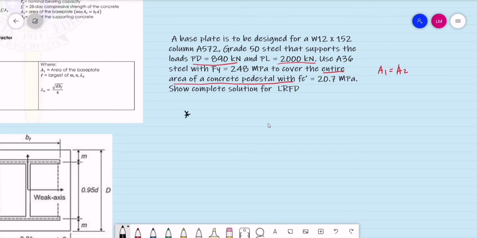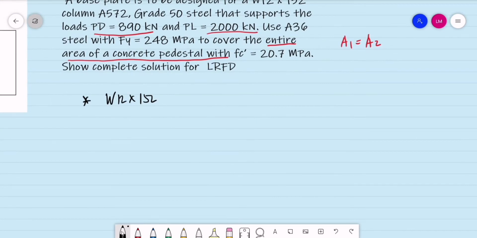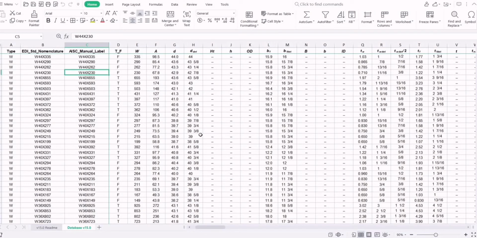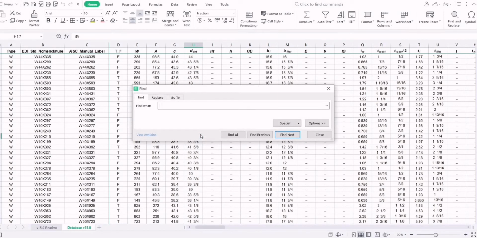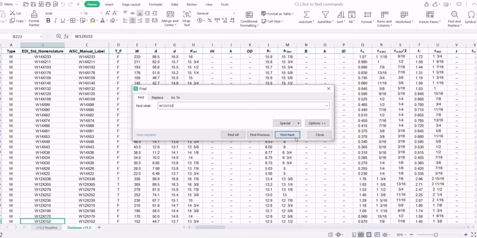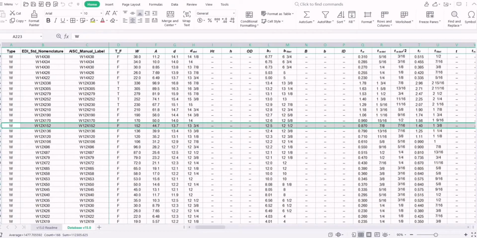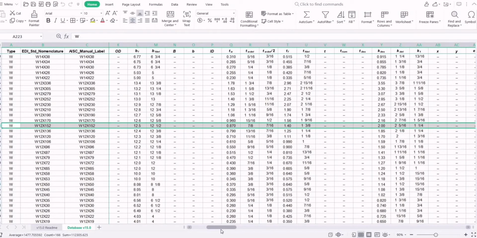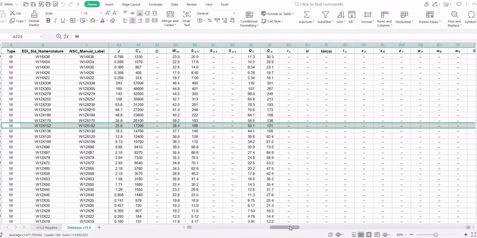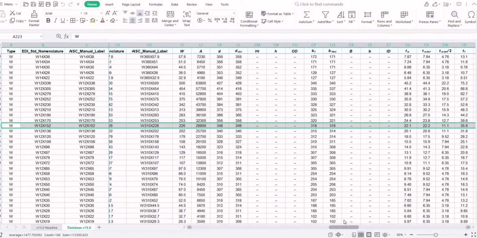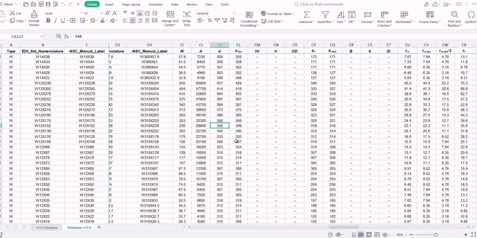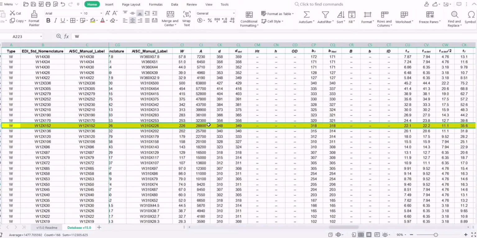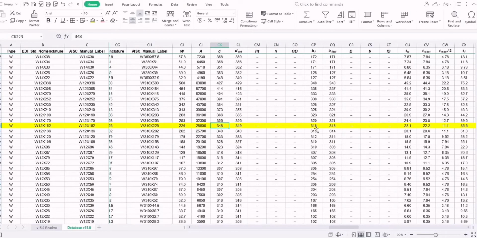So to determine the minimum area 1, what are the properties of the W12 by 152? Okay, so from our database, let's say Control F of the W12 by 152. Okay, so these are the properties of the W12 by 152. So let's have its flange width and the depth of this wide flange in millimeters. Its depth is equal to 348 and its flange width is 318.